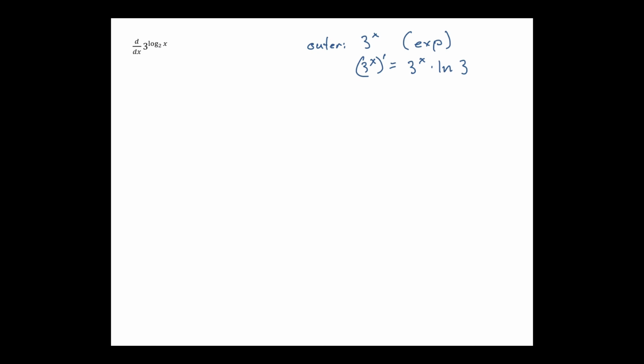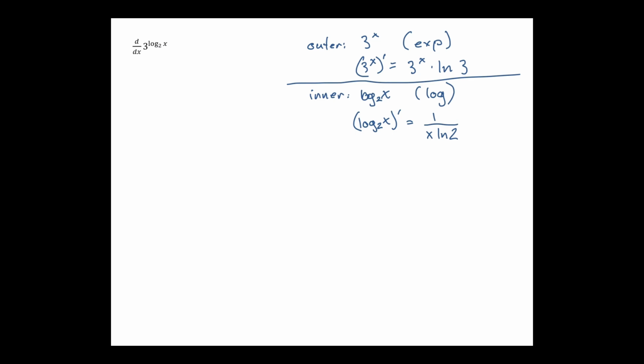And our inner function here is log base 2 of x, which is a logarithmic function, obviously. And the derivative of log base 2 of x, well, pause and see if you remember it. It's going to be 1 over x ln of the base, which in this case is 2. So we now have our functions and we know how to take the derivative separately. Let's go ahead and do this in the context of the chain rule.